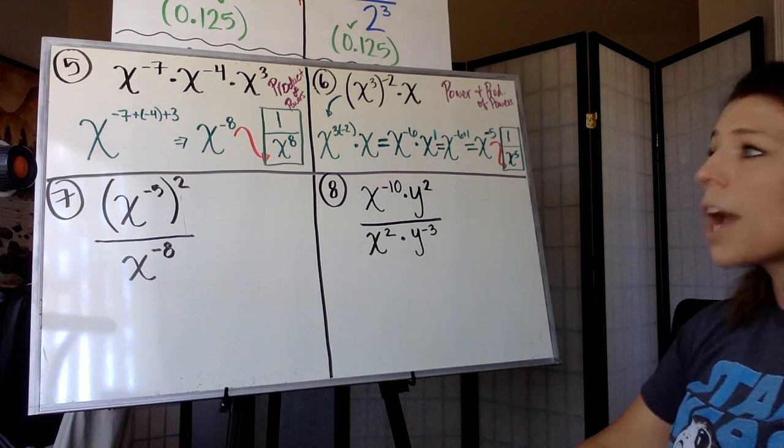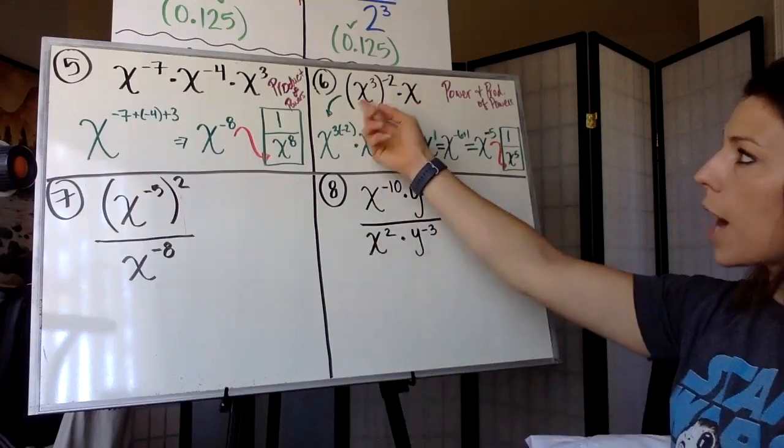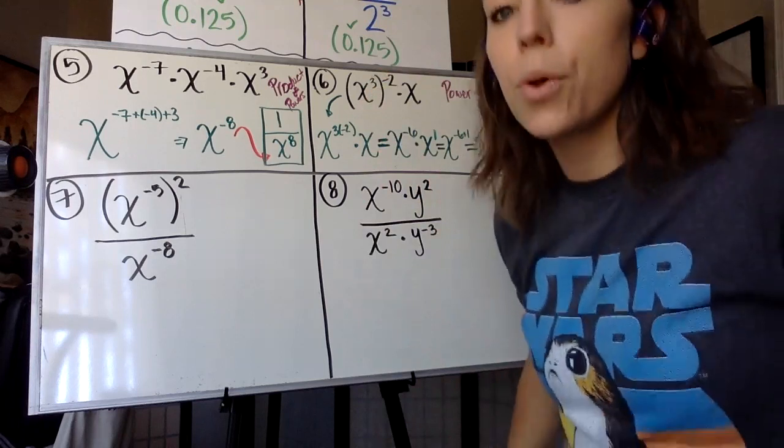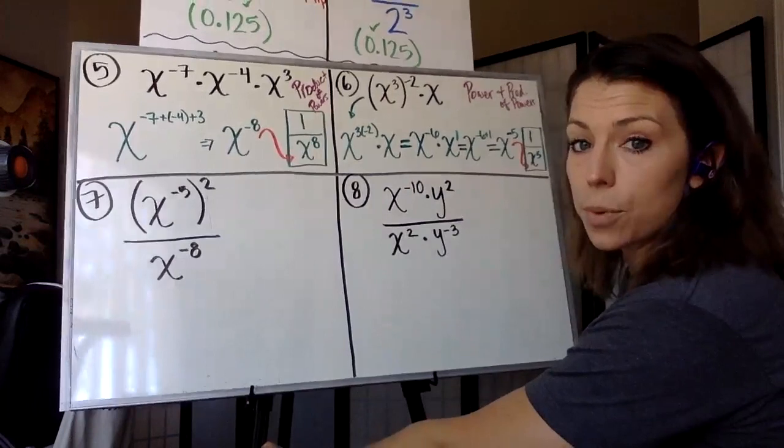Now, again, it did require quite a bit, but I'm just using the properties as I see them. Power of powers, product of powers, right? Take it one step at a time, one property at a time. All right, we've got 2 more and then this video will be over.